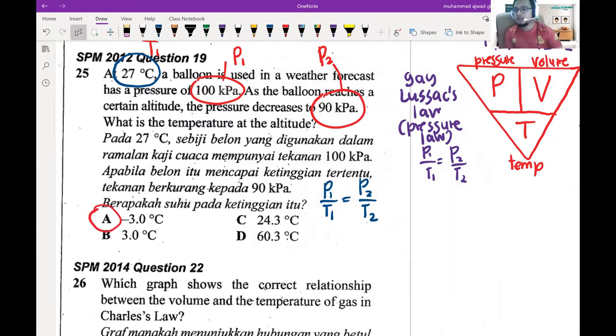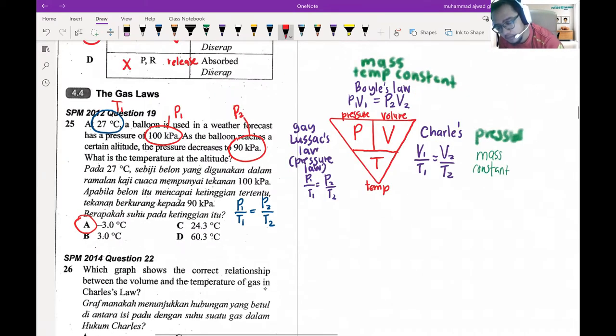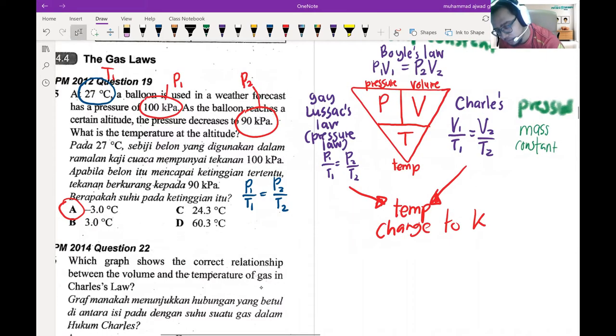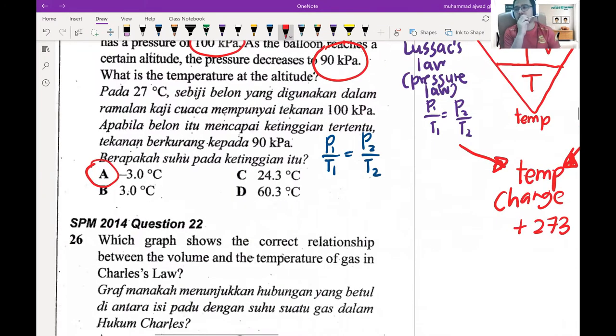Okay, apa kesan lazim? Kesan lazim adalah tak tukar into Kelvin. So there's two laws yang kena tukar Kelvin. Charles law, pressure law. There's a temperature, so temperature need to change to Kelvin. Okay, macam nak tukar Kelvin, you need to remember you need to plus with 273. Okay, ni wajib eh. For gas law, wajib. Kesalahan lazim. Dia suka keluar sebab selalunya korang salah sebab tak tukar unit. So, it will be 100 kilopascal.